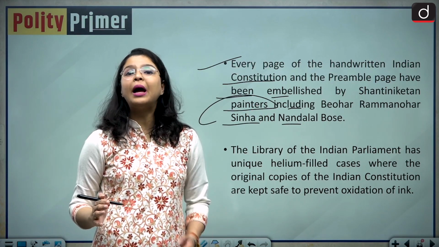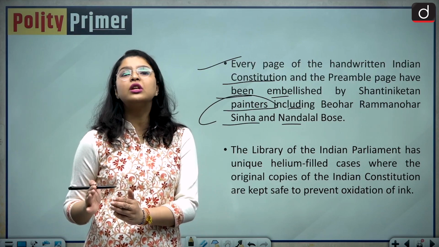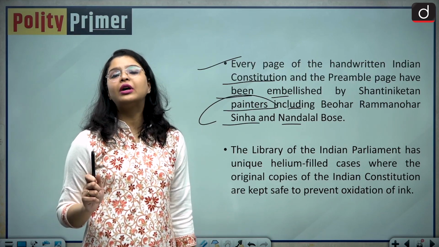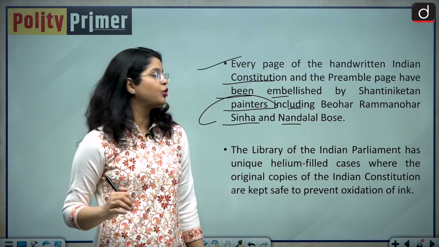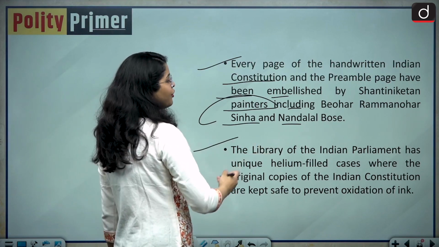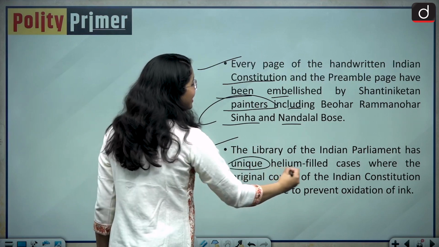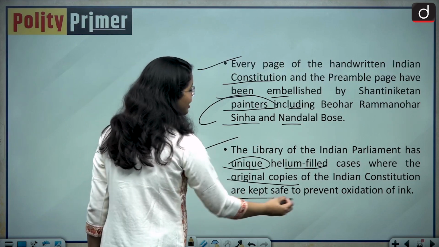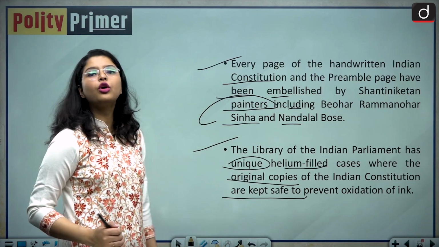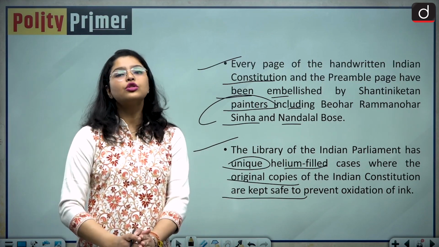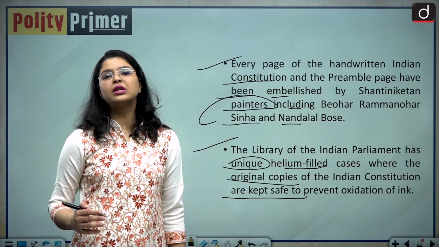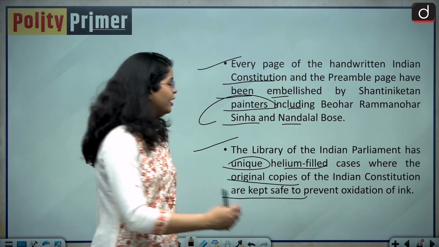Now, you will ask me, ma'am, do we have the original copy of our Indian Constitution? Yes, we do have our original copy, and the Library of the Indian Parliament has unique helium-filled cases where the original copies of the Indian Constitution are kept safe to prevent oxidation of the ink. So yes, we do retain the original copy of the Indian Constitution in the Library of the Parliament.